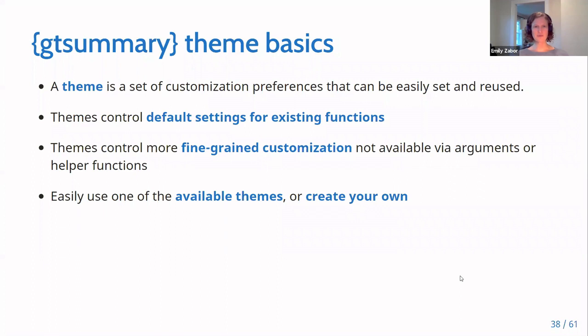So there are themes available in gtsummary that can allow you to set your own defaults for all the tables throughout your report, and you can change these as you go as well. So a theme is just a set of customization preferences that can easily be set and reused, and they control the default settings for existing functions. So the themes control the more fine-grained customization that's not as easy to use through arguments and helper functions. And so there are a number of themes that are available in the package, but you can also write your own.